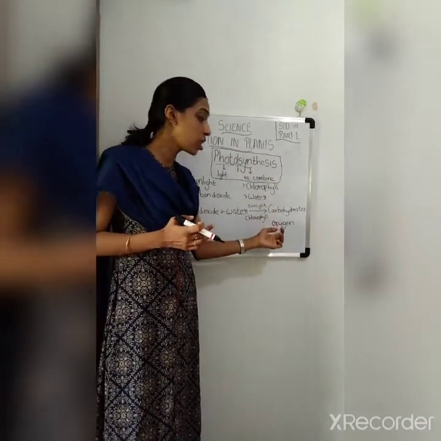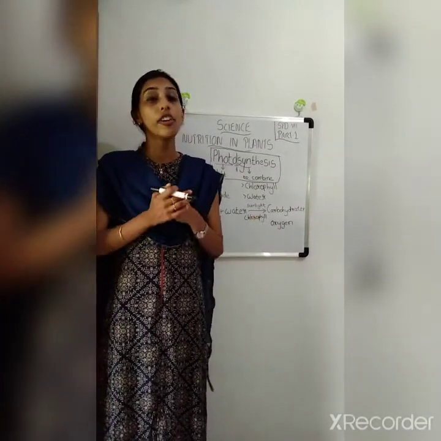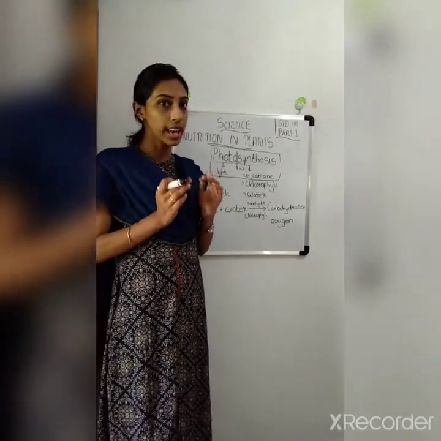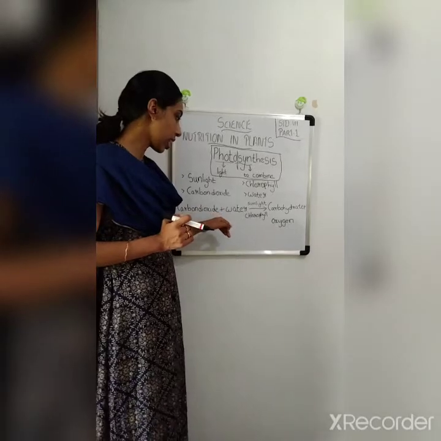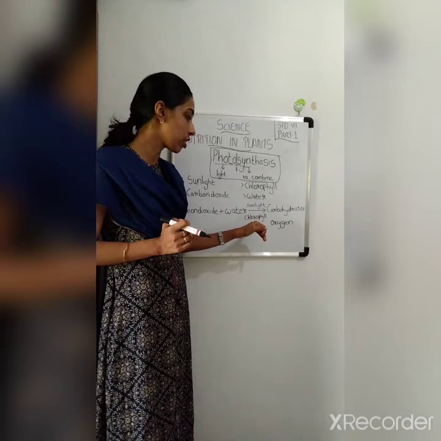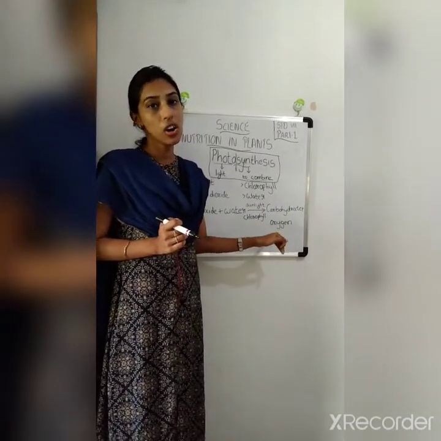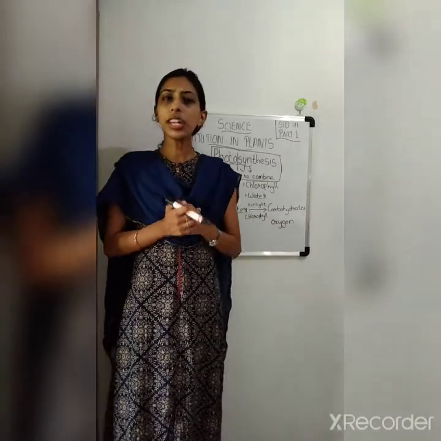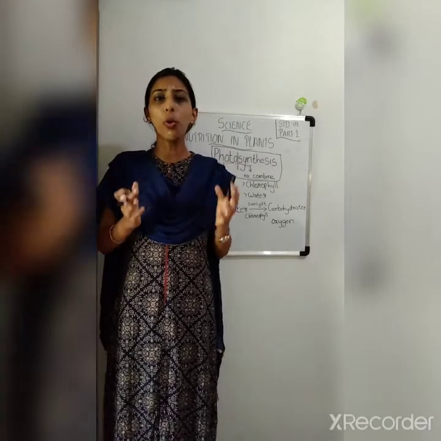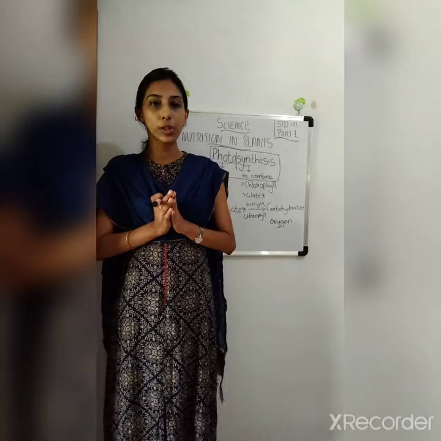And this oxygen is used up by we human beings and animals for respiration. So the equation goes on like this. Carbon dioxide, water in the presence of sunlight and chlorophyll gives us carbohydrate and oxygen. Now let me ask you a question. Have you ever thought what will happen if the process of photosynthesis does not take place?